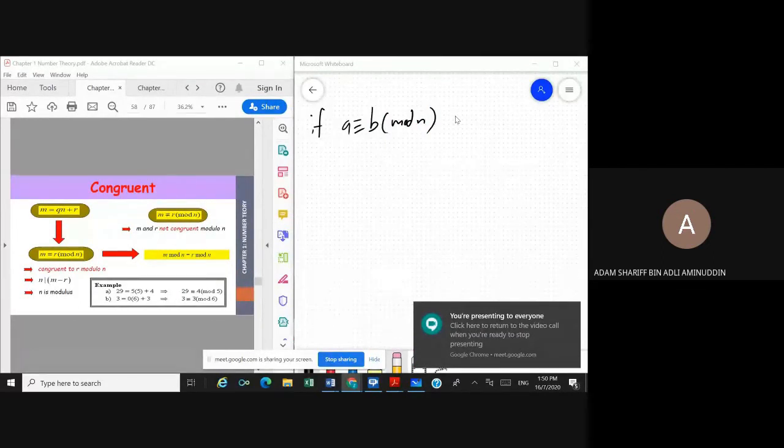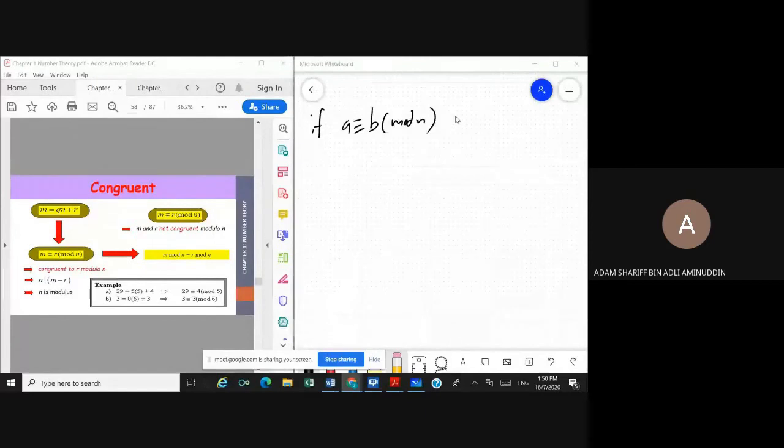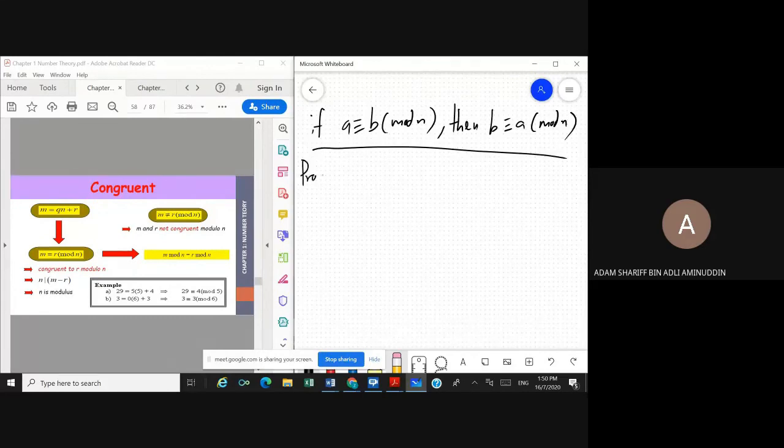If A is congruent to B mod N, A is an integer, B is an integer, of course N is also an integer. Then it is also known that B is congruent to A mod N. Okay, this is a theorem that you will learn how to prove. I open this slide because this is the definition of congruent. If M is congruent to R mod N, then it means that N is a factor of M minus R. Then I will try to apply here.